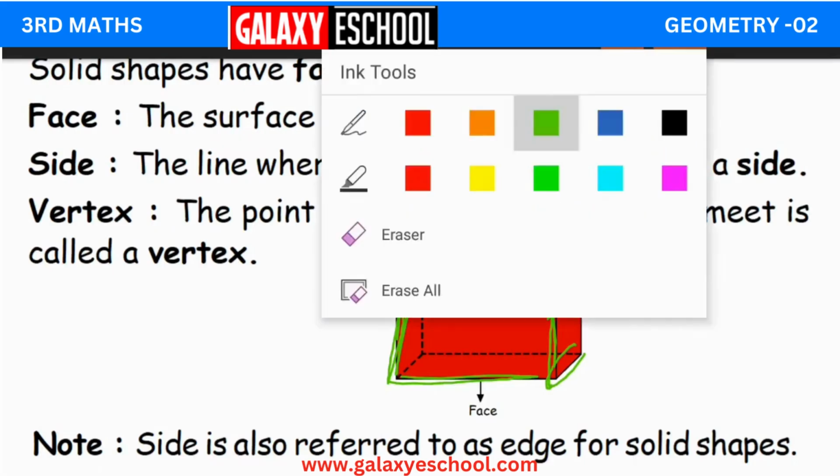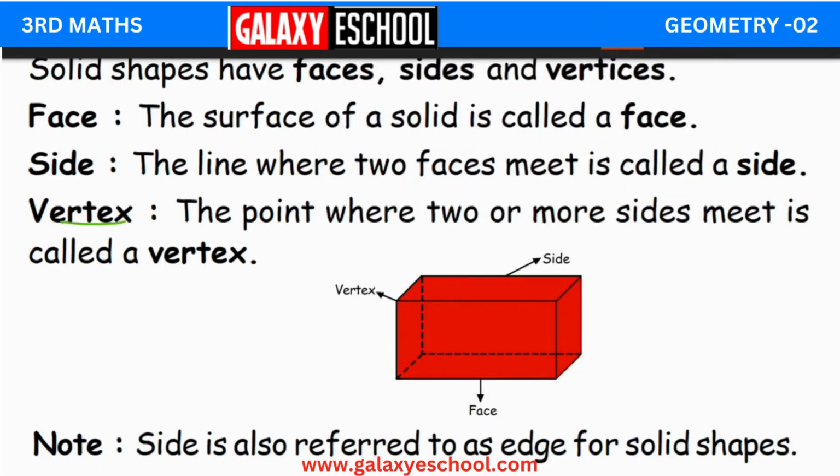Now coming to the vertex, vertex is the singular. If we have more than one vertex, we call them vertices. What is the vertex? It is the point where two sides meet. If it is singular, we call it a vertex. If we have more than one point, we call them vertices.